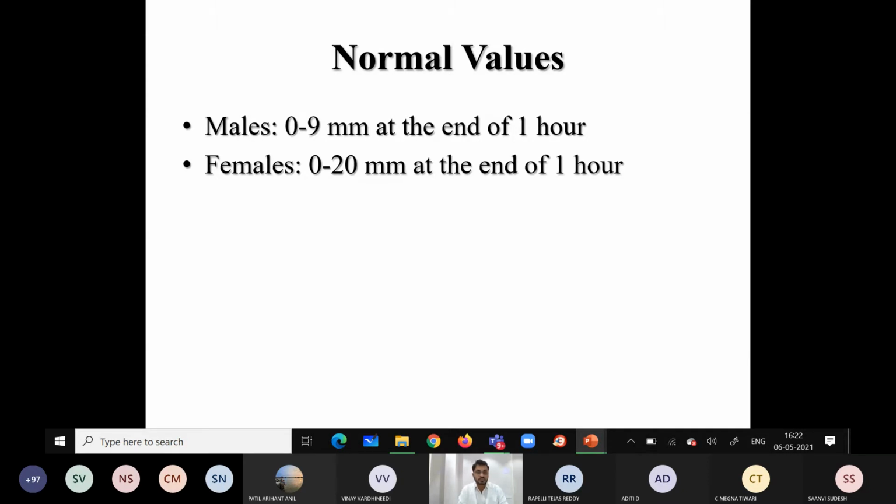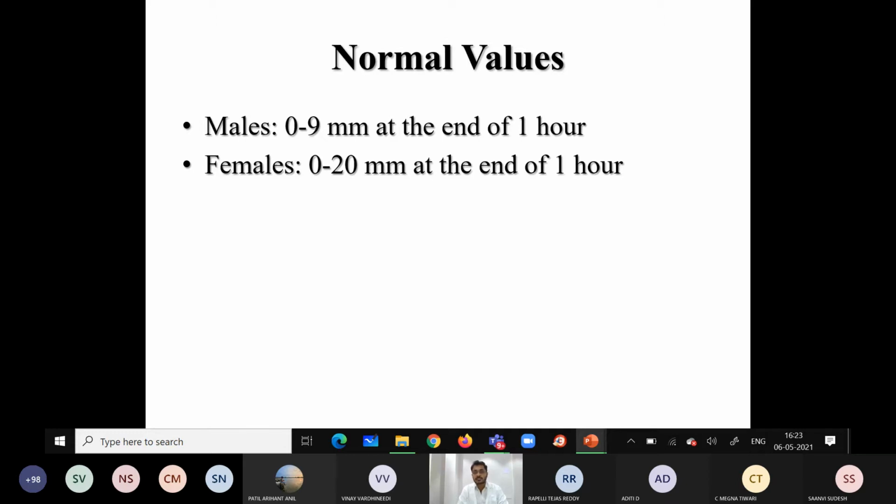So you can see by this procedure, ESR in case of male it is 0 to 9 mm at the end of 1 hour. The unit of ESR, if it is asked, is millimeter at the end of 1 hour. Millimeter at the end of 1 hour is the unit of erythrocyte sedimentation rate. In case of males, it is 0 to 9 millimeter. In case of females, it is 0 to 20 millimeter. These are the normal values. By Wintrobe's method and by Westergren method, the normal values are different. The normal value varies with which procedure you are doing.